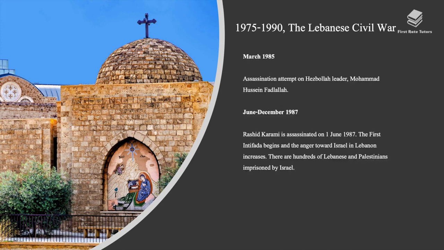In March 1985, there was an assassination attempt on Hezbollah leader Mohammad Hussein Fadlallah. Between June and December 1987, Rashid Karami is assassinated on June 1, 1987. The first Intifada begins and the anger towards Israel in Lebanon increases. There are hundreds of Lebanese and Palestinians imprisoned by Israel.